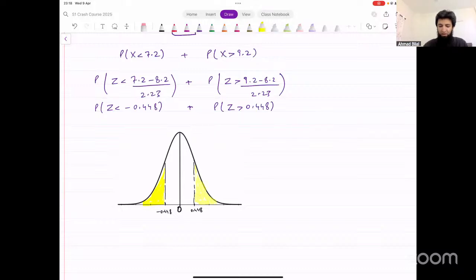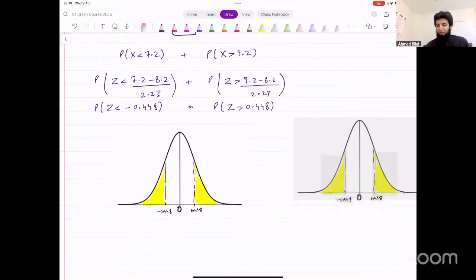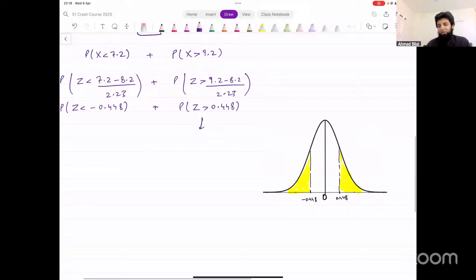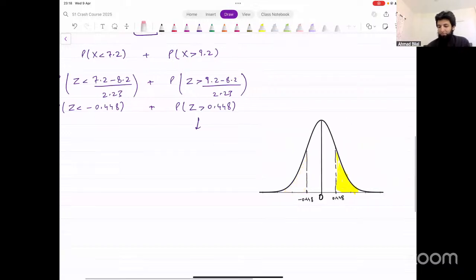Because of the symmetry of the curve, these two areas are going to be the same. So what we can do is find just any one of them and multiply that by 2. So that's the idea. How do we do that now? Let's use the positive value. That's easier to work with. Let's say we're looking for this shaded area. How do we find that?